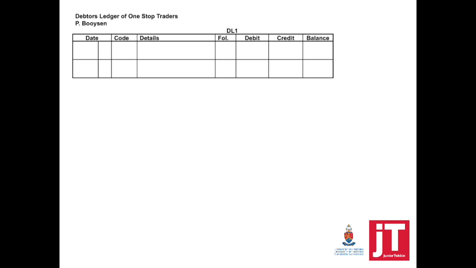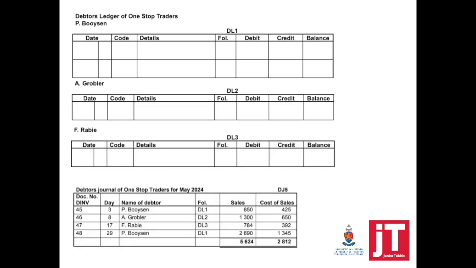Next, the debtors ledger of One-Stop Traders. So the first debtor is P. Boyson's. Just take note of the following. I can look at the transactions again without doing the journals. We can post it directly into the individual's personal account, or we can use the journal that we've just completed and take it to their account.